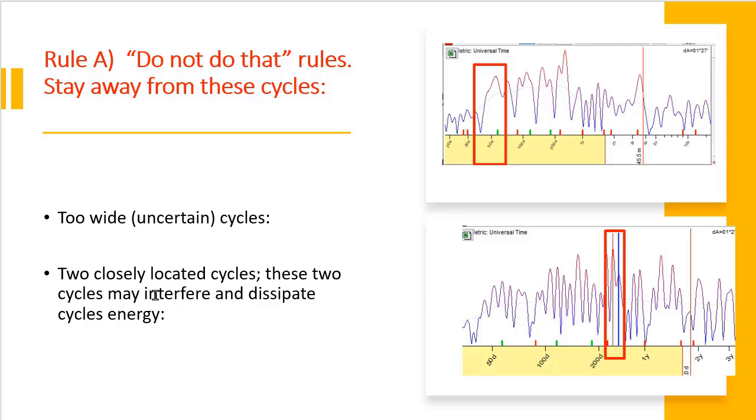Another, I highly recommend to avoid closely located cycles. Like you see these cycles, and this one is nearby, very closely located to other cycles. I will show you. Because in this case, if we use these two cycles, they will interfere with each other and finally disappear. They lose their energy. So these are two do-not-use rules: too wide cycles and too closely located cycles.